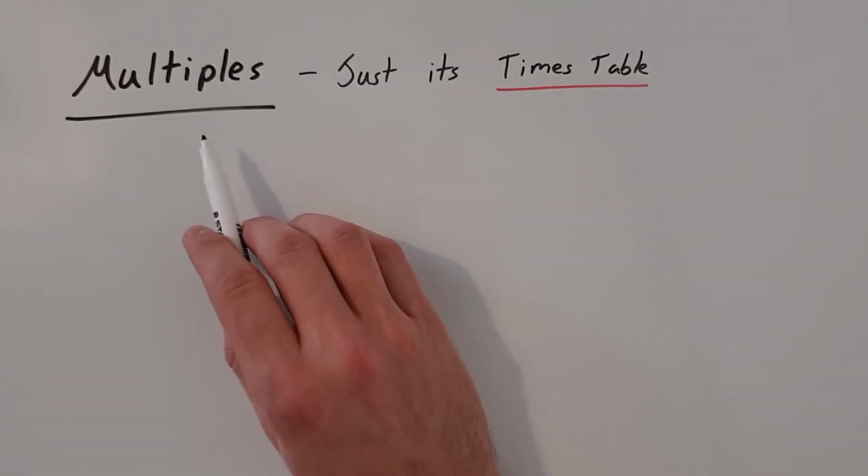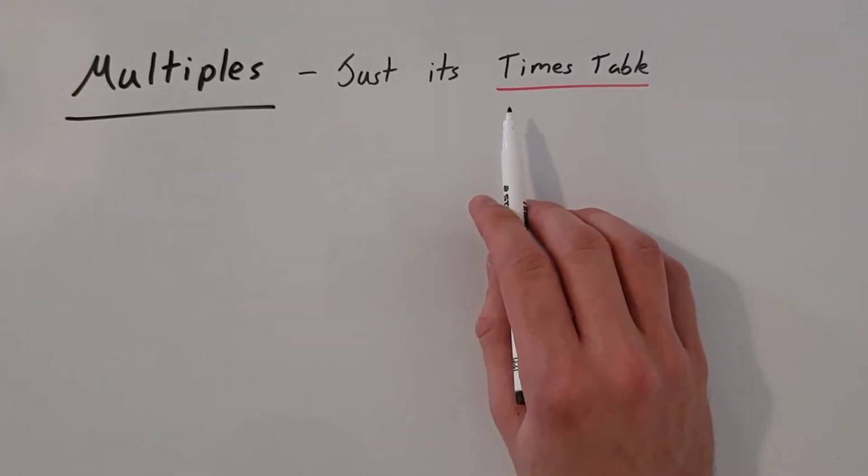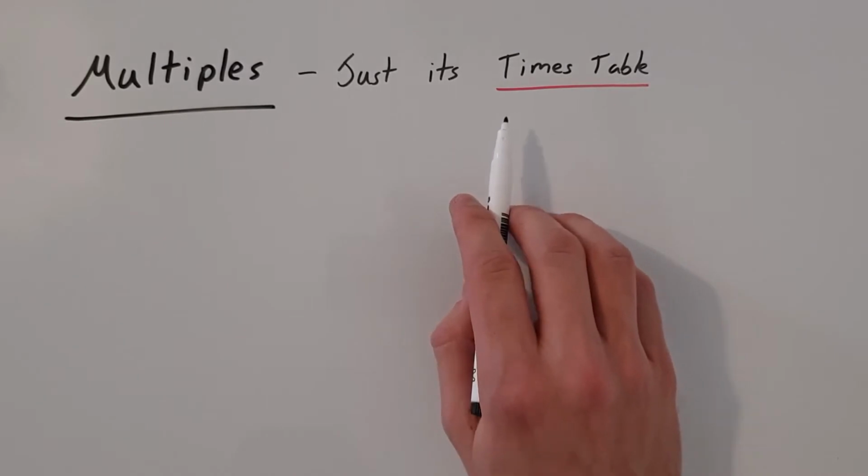Okay, so what is a multiple then? A multiple is essentially all the numbers that your chosen number will go into. And that is essentially its times table. So that's all it is. A multiple is just the times table of that number.